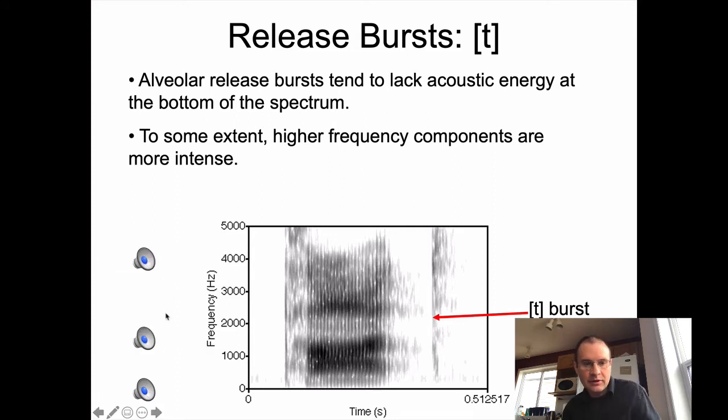Pot. Here's the P. I'll skip that for now. This is the T burst here at the tail end. So this is our P. One of the tricky things is the P burst tends to go all the way down to the bottom of the frequency scale, and with the T burst we tend to lack some energy here at the very bottom. And maybe there's a little more energy here for the T burst.